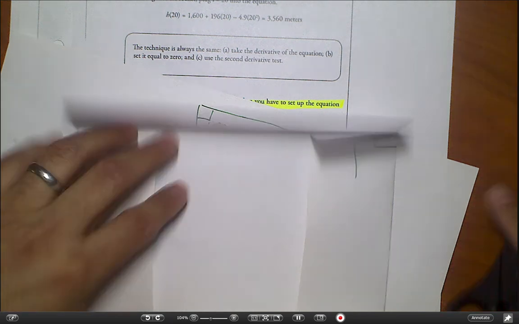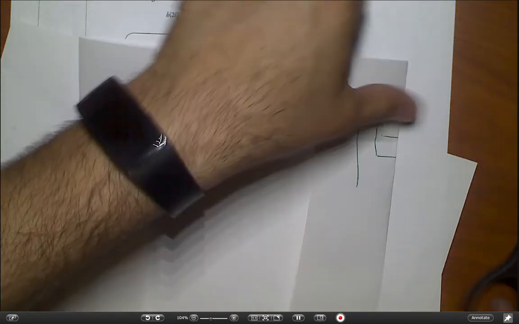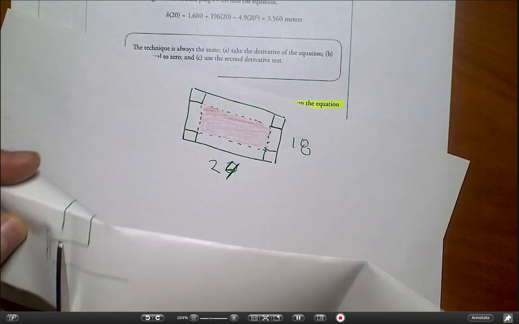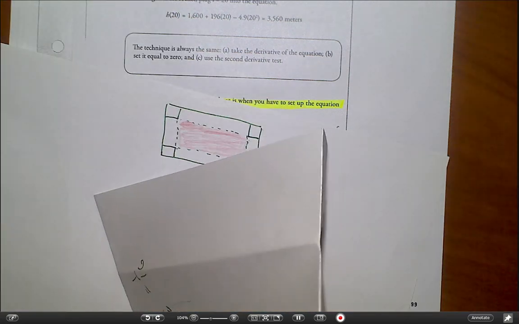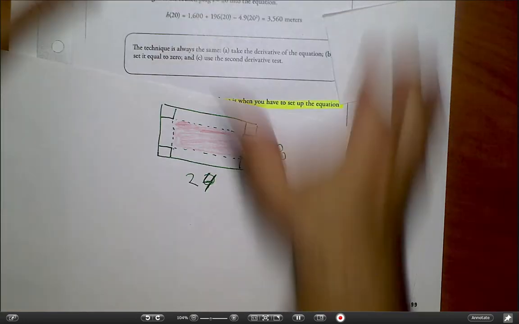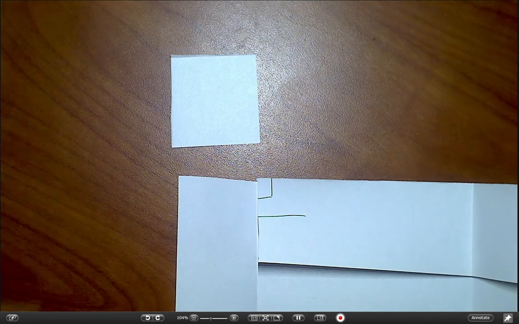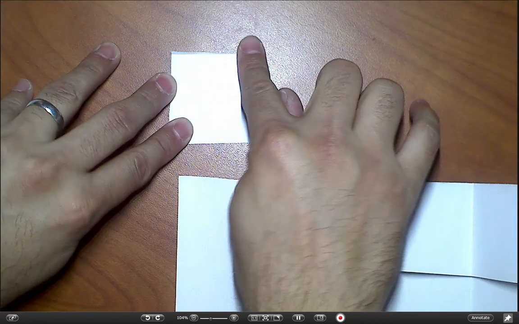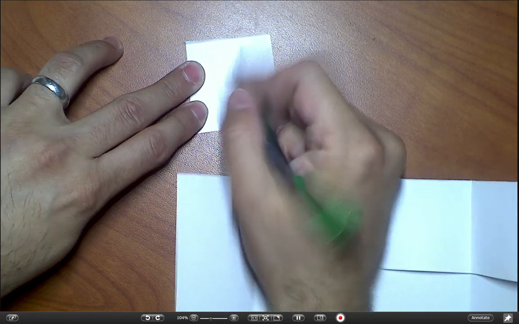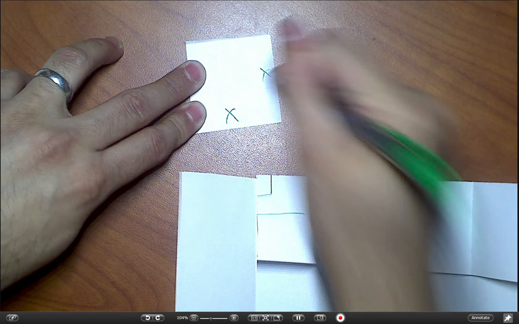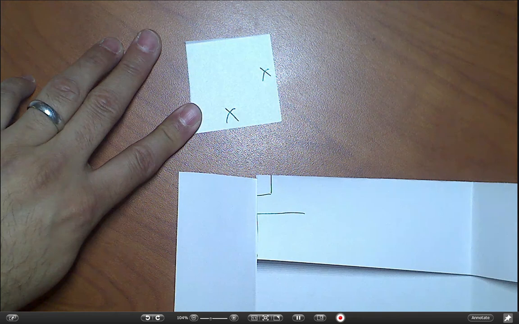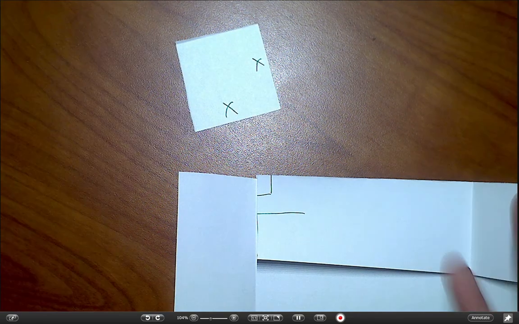Okay, so what I did is, you have to cut it. If you don't cut it, it won't be able to pull out. So here is my square that I cut out, and this is going to be x length by x length. A square is important. It is x by x. How do you find the area of a square? Length times width, so it's x squared. Very good.